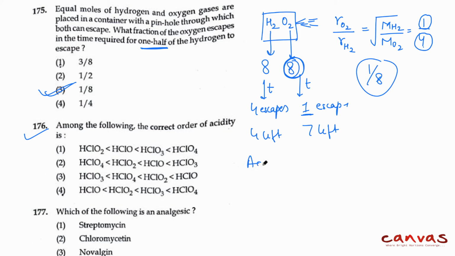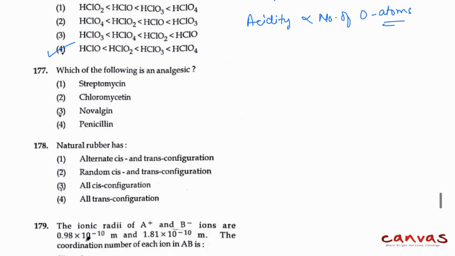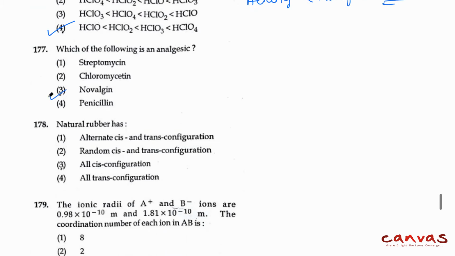Then the correct order of acidity, these are oxo acids. So acidity is directly proportional to the number of oxygen atoms here. So HClO, HClO2, HClO3 and HClO4. Fourth option. Then coming to the analgesic, you all know this is Novalgin, because these are antibiotics. And natural rubber has all cis configuration.